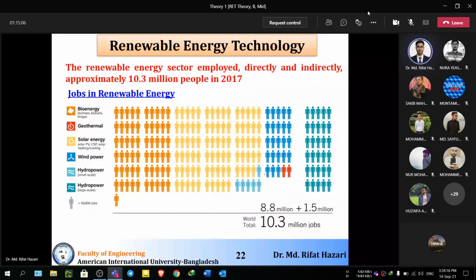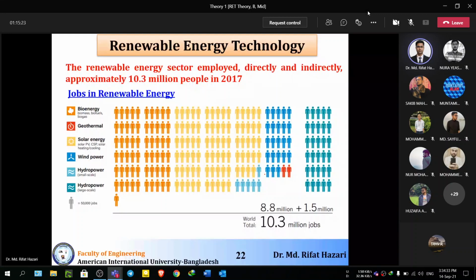If you talk about the jobs in renewable energy, there are a lot of jobs, because if you want to integrate renewable energy into the national grid, you cannot integrate it easily. Before integrating, you need to solve a lot of issues. For example, efficiency is a concern, power quality is a concern, and voltage and frequency are concerns.